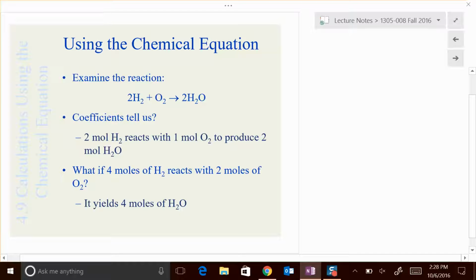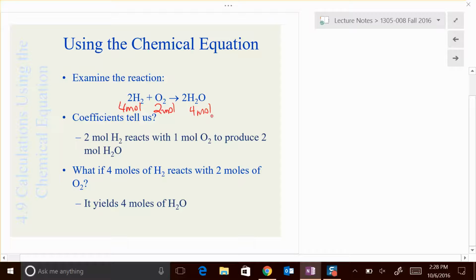Okay? So let's examine this water reaction here. 2 moles of hydrogen plus 1 mole of oxygen produces 2 moles of water. Okay? So the coefficients tell us the molar amounts. So what if 4 moles of hydrogen reacts with 2 moles of oxygen? Okay? How much water does it produce? 4 moles of water, right? So 4 moles of H2 and 2 moles of O2 produces 4 moles of water.